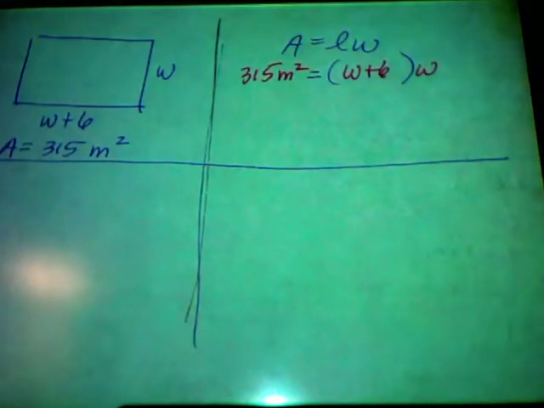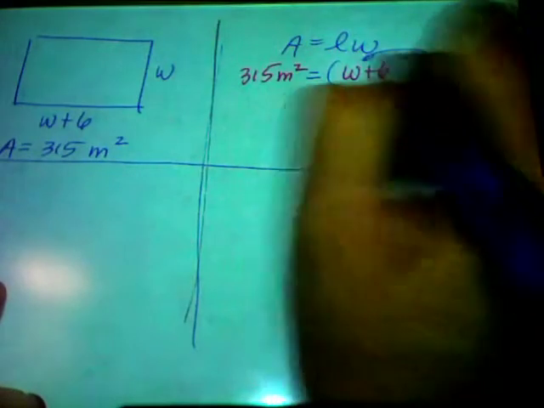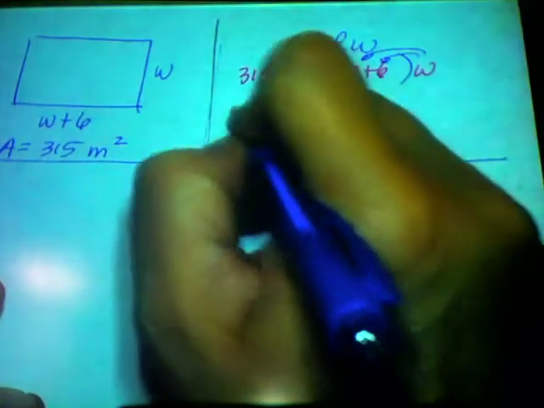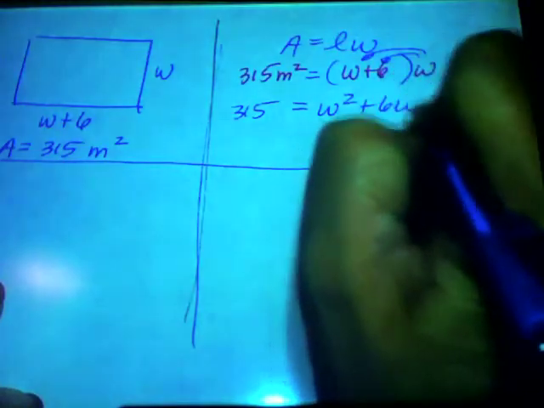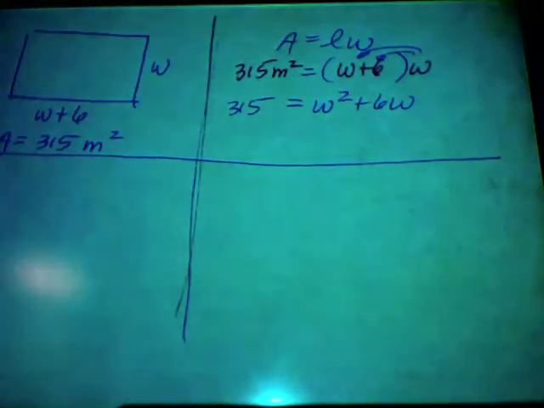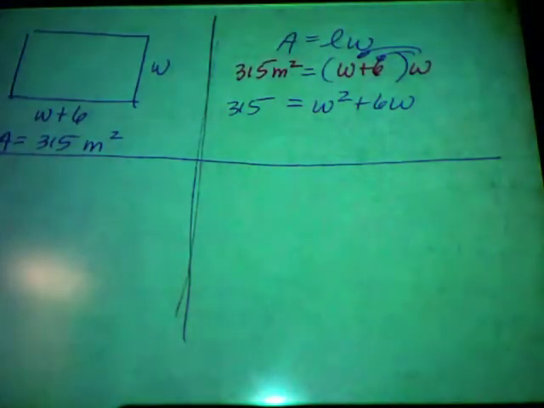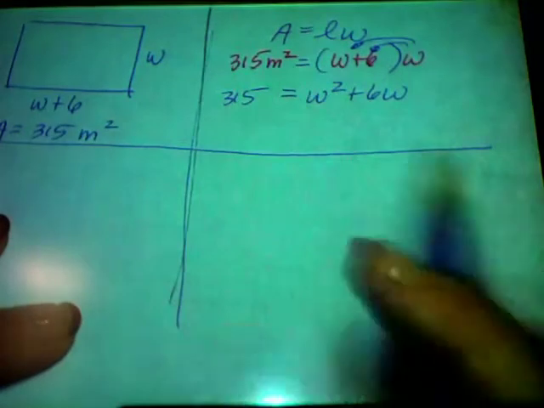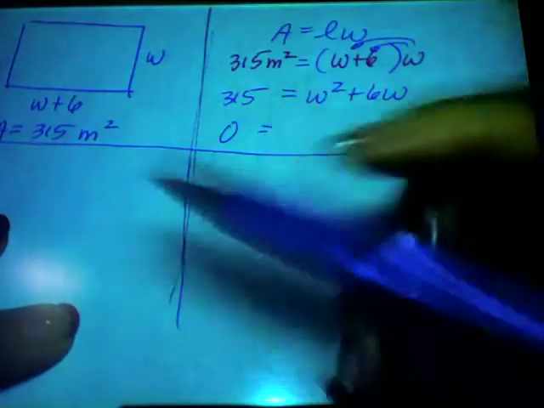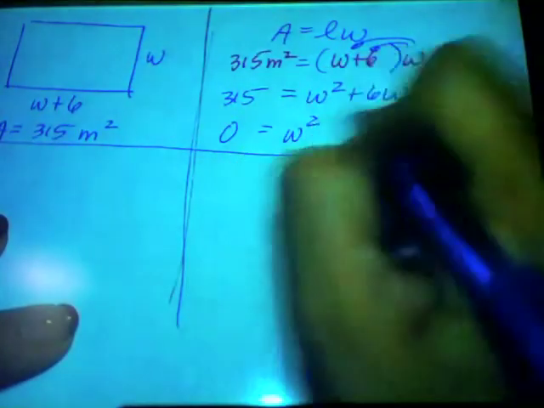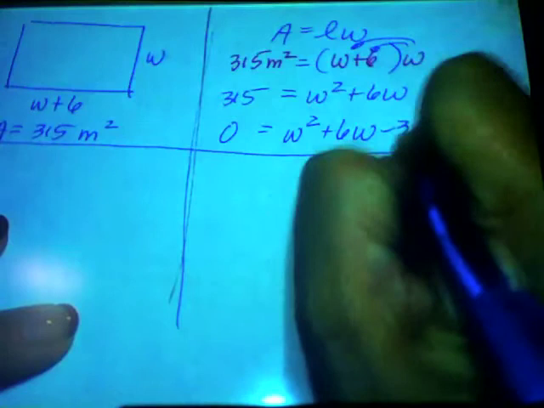We have to distribute the W into the parentheses, so I get 315 is equal to W squared plus 6W. Oh, what does that imply? What are we going to have to do? Factor. So what do I have to do in order to factor first? Subtract 315 from both sides. You always want your squared term positive. So, and then write in descending order, W squared plus 6W minus 315.